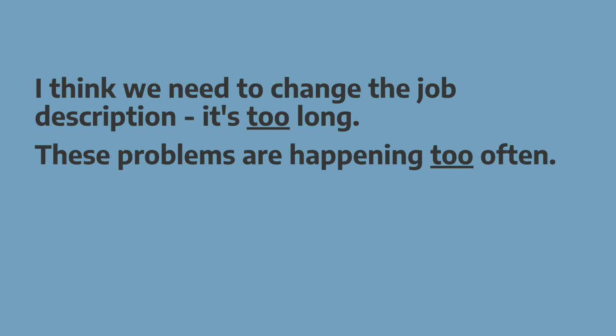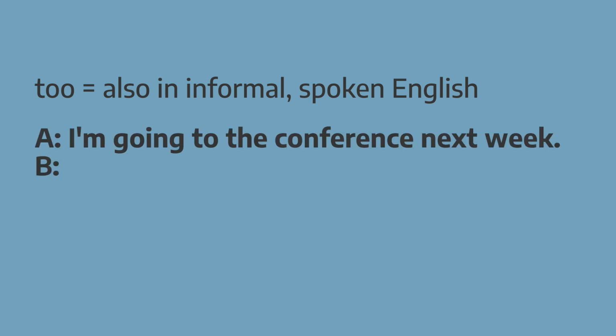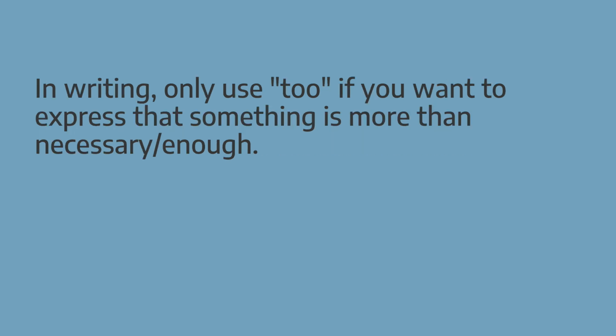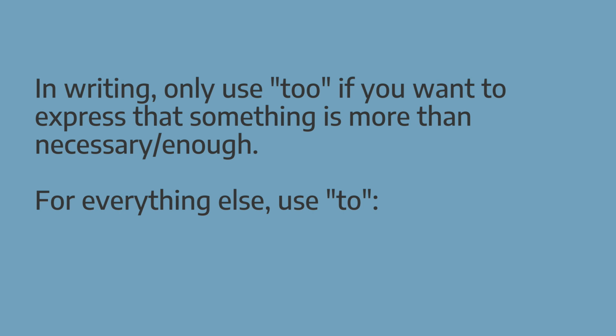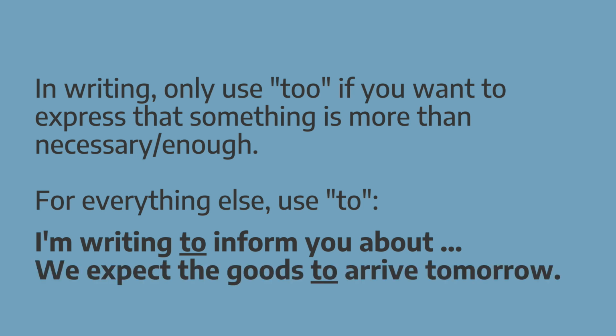We also use too instead of also in informal situations, usually in spoken English. For example, I'm going to the conference next week. Me too. So in email writing, only use too if you want to express that something is more than enough. For everything else, use to with one O. I'm writing to inform you about, we expect the goods to arrive tomorrow, and so on.